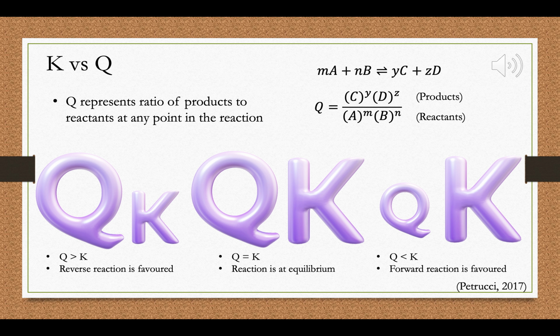If Q is larger than K, there are more products at this time than there will be at equilibrium, and therefore the reverse reaction is favored. If Q is equal to K, the reaction is at equilibrium. If Q is smaller than K, there are more reactants at this time than there will be at equilibrium, and therefore the forward reaction is favored.